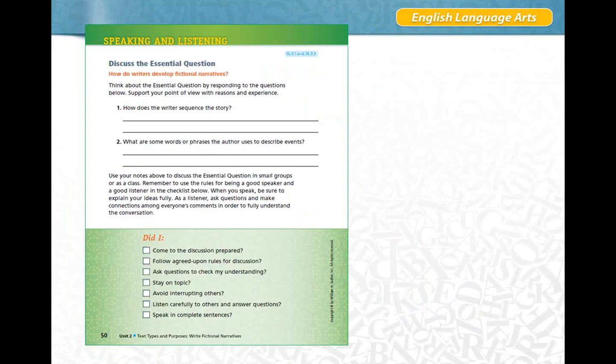For the speaking and listening skills and standards, in the beginning of the book, the first unit in writing, we have a checklist for the students to revisit every time they come to a small group discussion, a large group discussion, or just a presentation. So this is in the beginning. It's the "Did I" checklist. Did I come to the discussion prepared? Did I follow agreed upon rules for discussion, and so on. This is something that the students will go back to frequently.